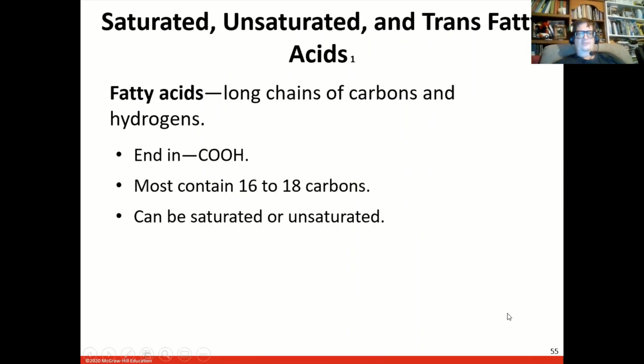Now let's move on. All right, so now we're going to talk about saturated fats, unsaturated fats, and trans fats. Fatty acids are long chains of carbon and hydrogen that end in carbon, oxygen, oxygen, hydrogen. Most of them are 16 to 18 carbons long. They can be saturated or unsaturated.